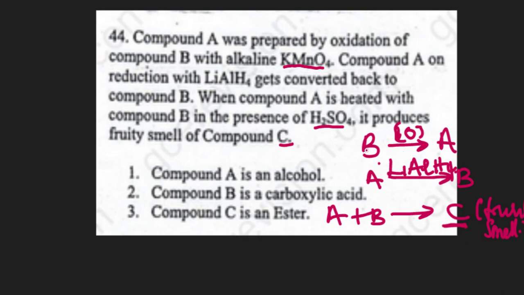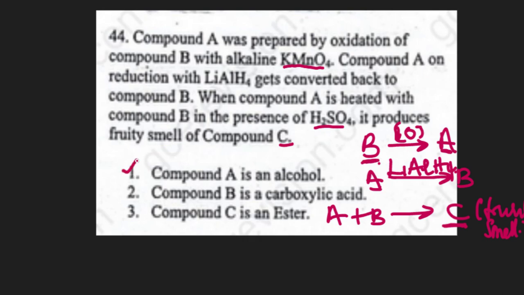Now, they say compound B was oxidized to give compound A. If it is oxidation, it should be an alcohol that is oxidized to a carboxylic acid, because oxidation means addition of oxygen. So we should expect an alcohol to be oxidized to a carboxylic acid. So B should be an alcohol, while A is a carboxylic acid, because when you now reduce A back to B, it means that you are removing oxygen and adding hydrogen, because reduction is the removal of oxygen. So A should be a carboxylic acid, while B is an alcohol.